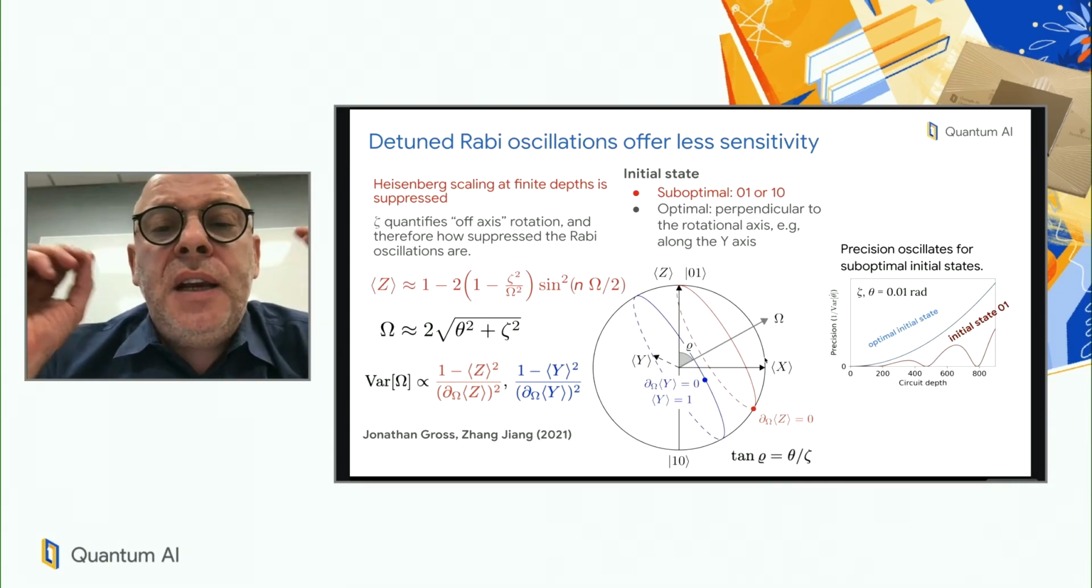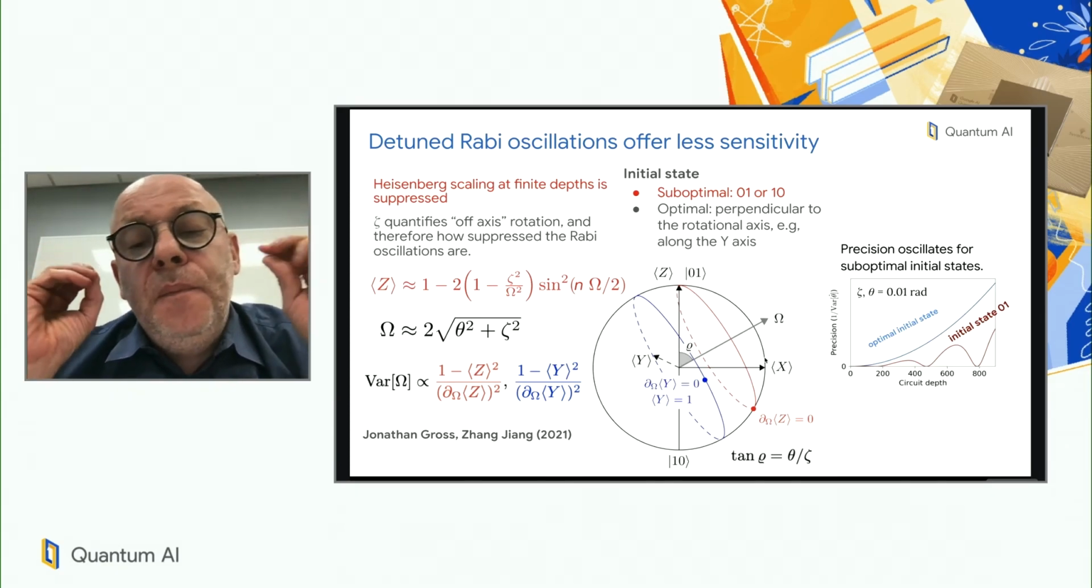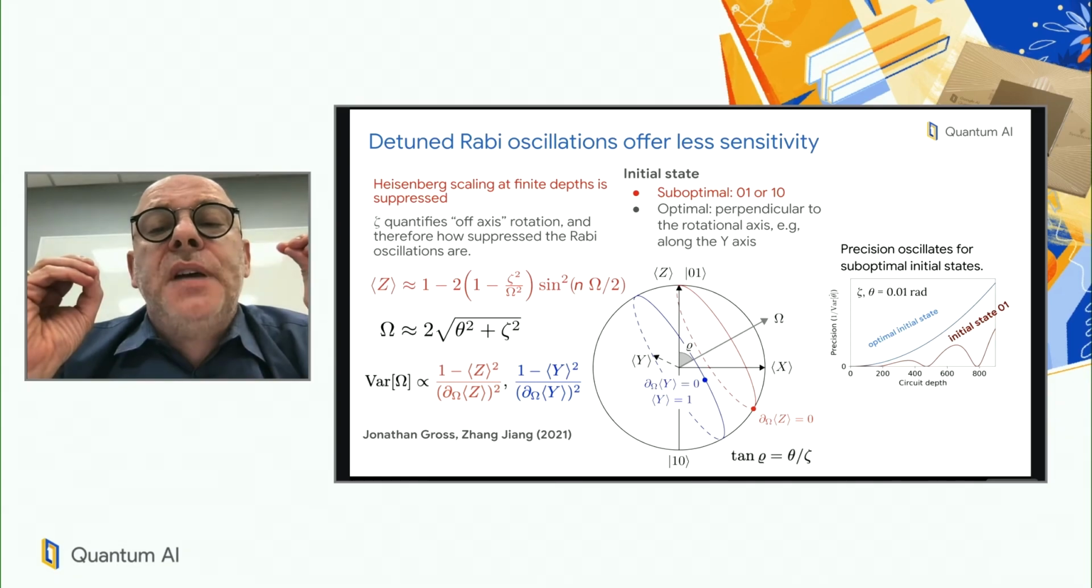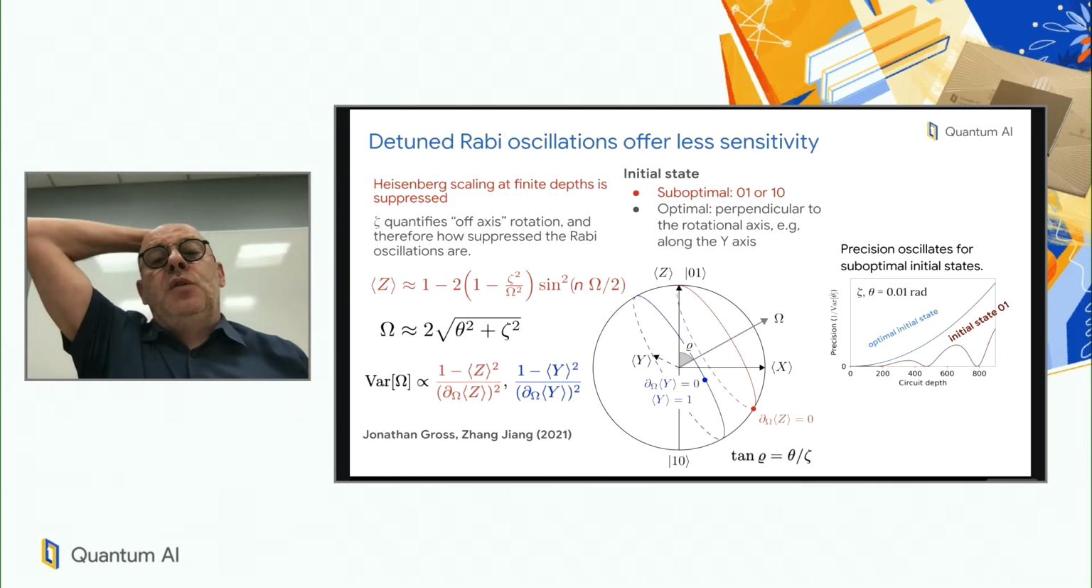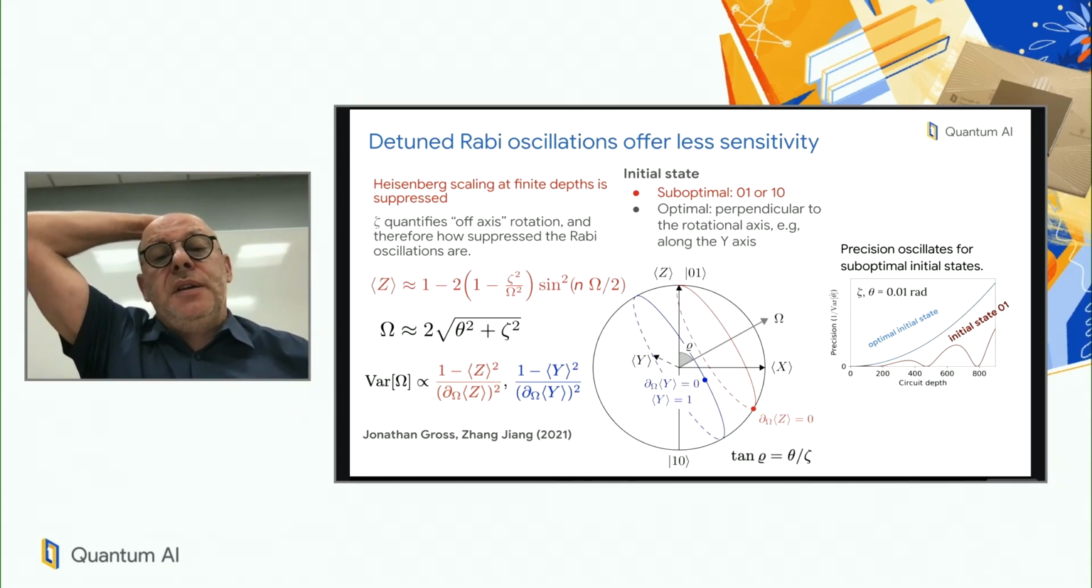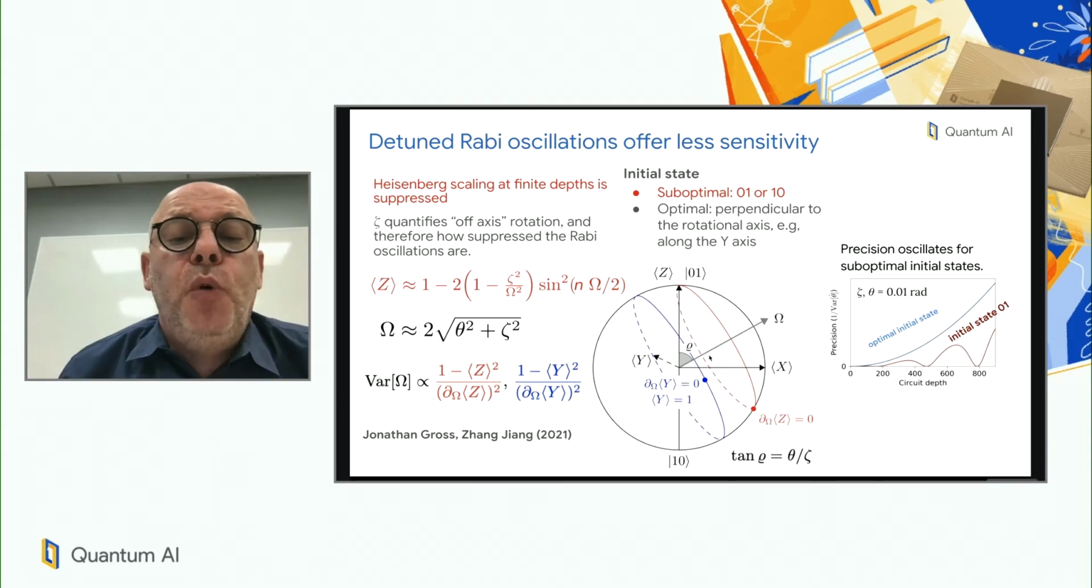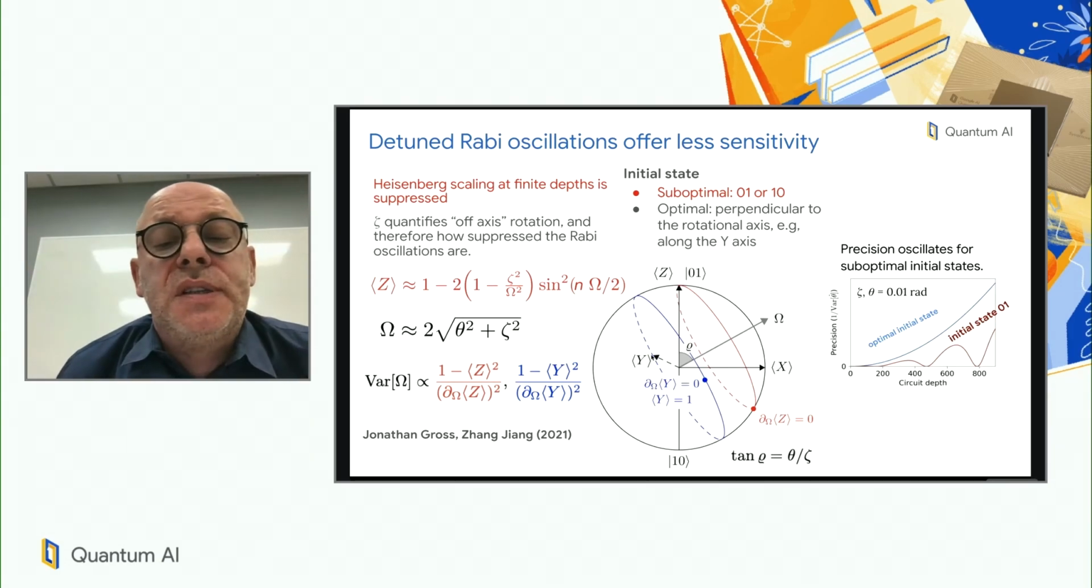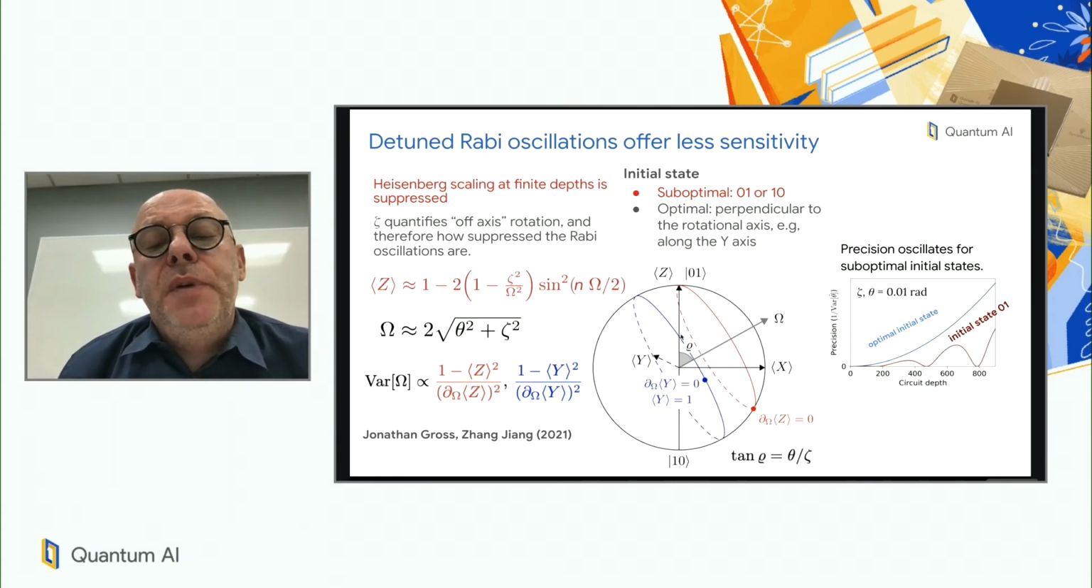Interestingly, that negative effect could be mitigated if, instead of starting with the suboptimal state 0, 1, or 1, 0, you actually start with a state which points along, in a Bloch sphere, say, the positive y direction. Then the orbit will be given by this blue orbit, blue color.